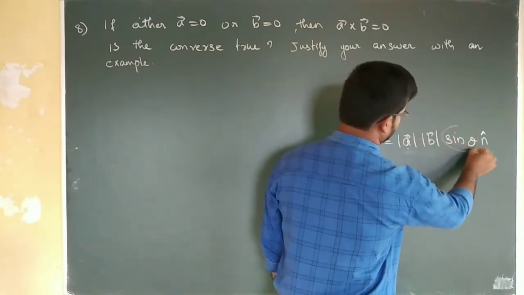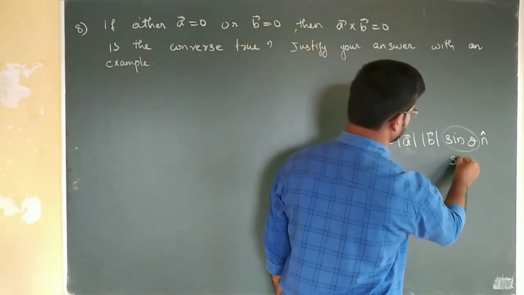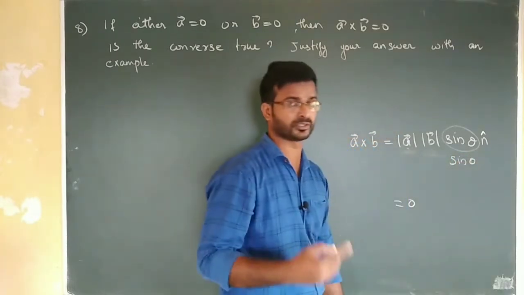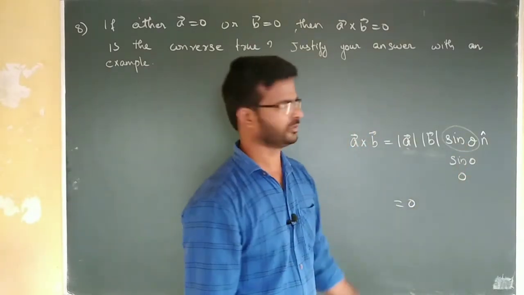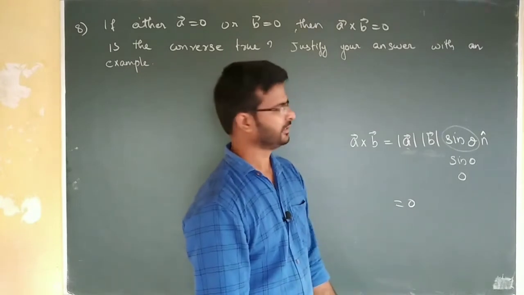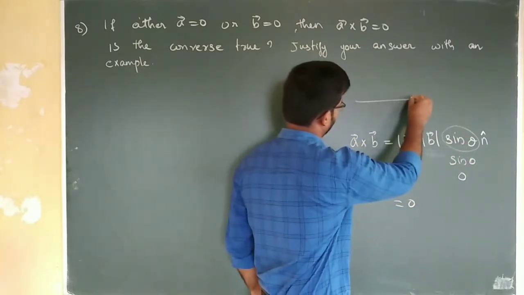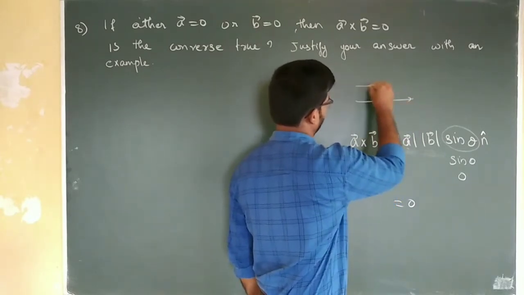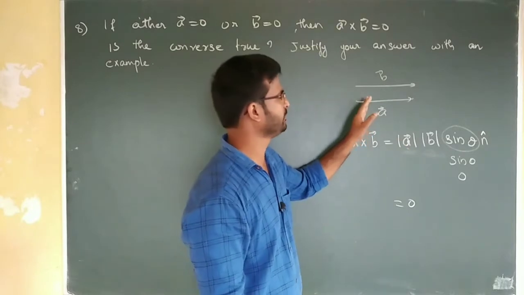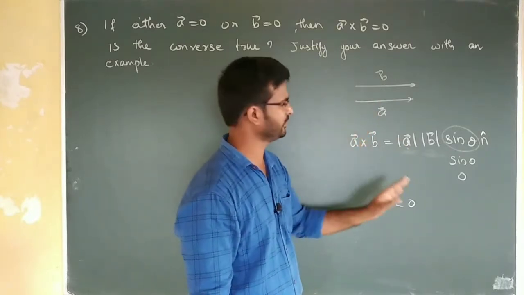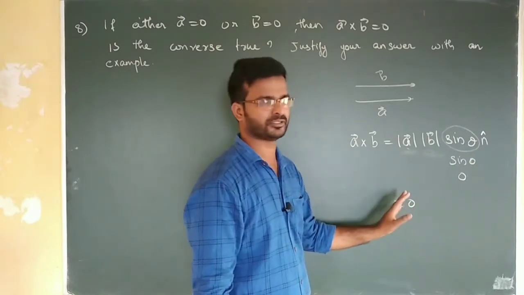Then, can you make sin theta zero? When theta value is 0, sin theta will be 0, then the total will be 0. Theta value is 0 means a vector and b vector are parallel. The angle between a vector and b vector is 0. At that time a cross b you will get the 0 vector.